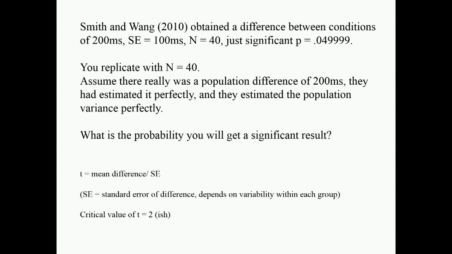So to help you see what the right answer is, let me just remind you of something. A t-test is the mean difference that you got divided by the standard error. That's what a t-value is. The bigger the t-value, the better for rejecting the null. A critical value of t is about 2. It depends on degrees of freedom, but roughly 2. So you see here they had a 200 millisecond effect, 100 millisecond standard error. That gives a t-value of 2. So I picked those numbers.